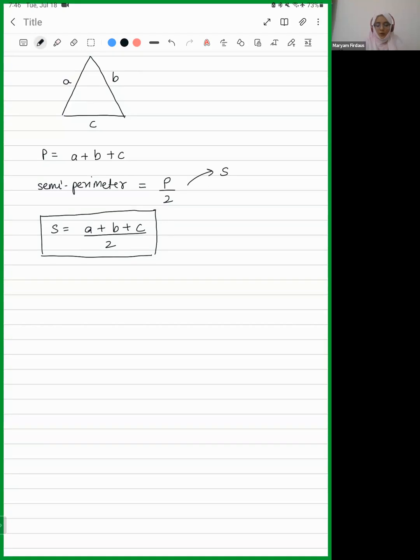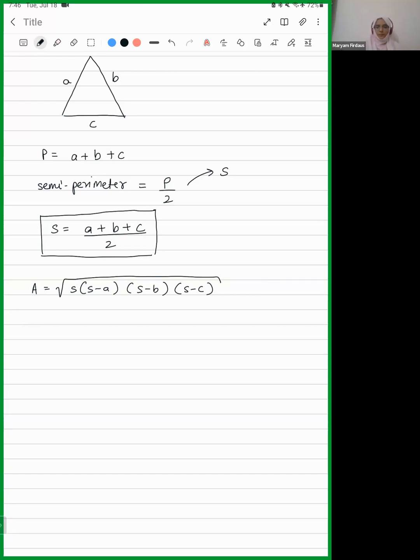I hope you've done till here. Next, how do we find the area? The formula for the area of a triangle, Heron's formula, is the square root of S multiplied by S minus A multiplied by S minus B multiplied by S minus C. This is the formula for the area of a triangle. You just have to memorize this formula. It's not very difficult either.